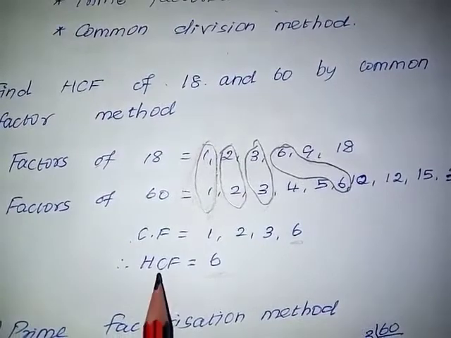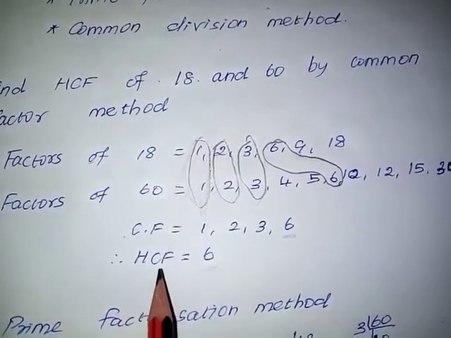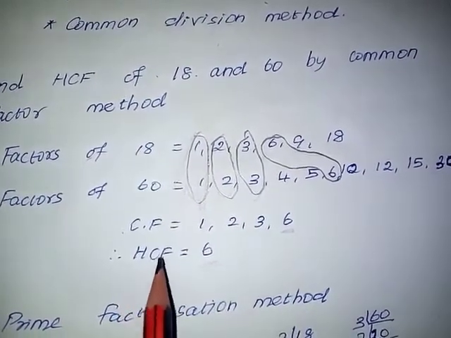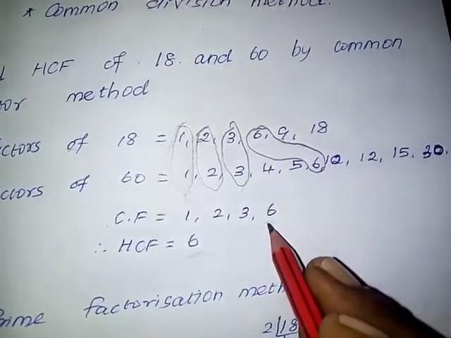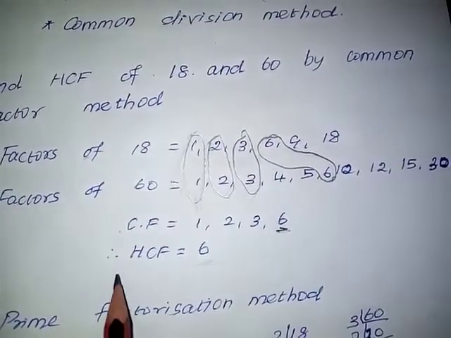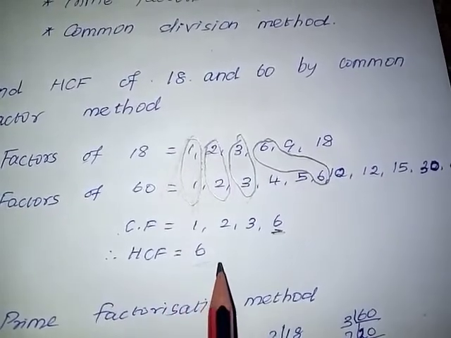We have to find the HCF, that means highest common factor. Highest means here the biggest factor. So the biggest factor is 6. Therefore HCF equals 6.